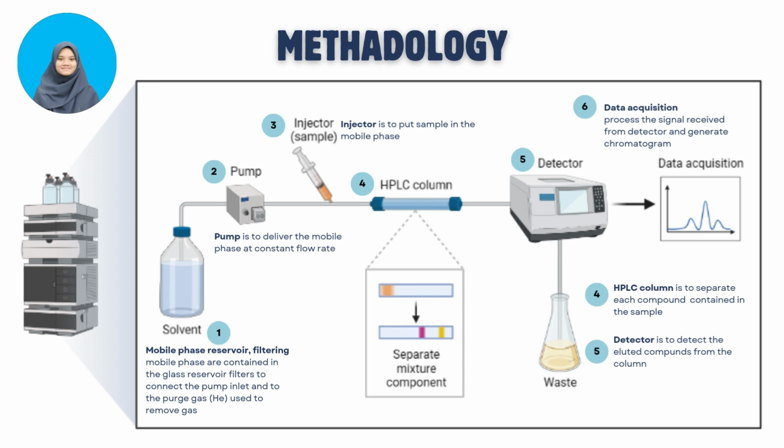Next, we have the injector. The injector is responsible for introducing the sample into the mobile phase, allowing different methods such as syringe injection, sampling loop, and auto-sampler. It handles liquid sample volumes ranging from 0.1 ml to 100 ml. Next, we have the HPLC column. The HPLC column is to separate each compound contained in the sample. There are two types of column, which are guard column and analytical column. The choice of column depends on the type of analysis being performed.